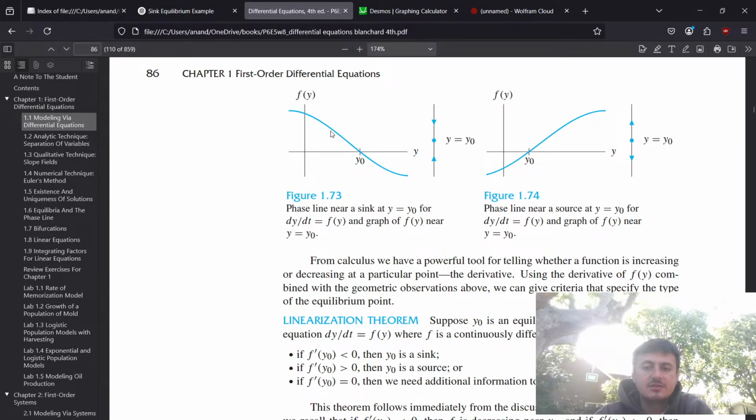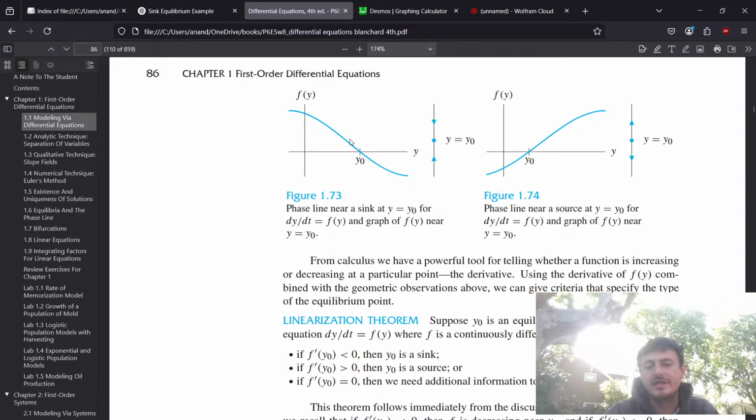Right here, this is clearly a sink. And the reason for that is the slope for y less than y0 is positive, so it's going to approach y0. Similarly, for y greater than y0, the slope is negative, so it's decreasing. dy/dt is negative here, so it's going to decrease down and approach y0.